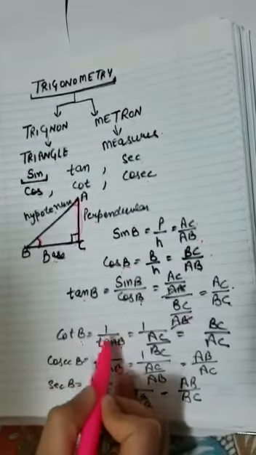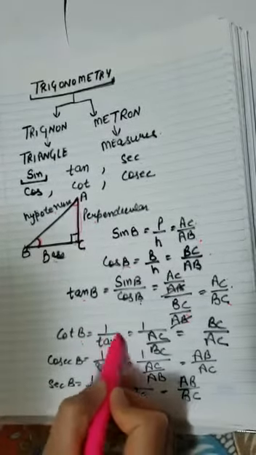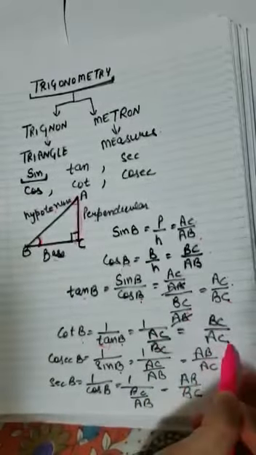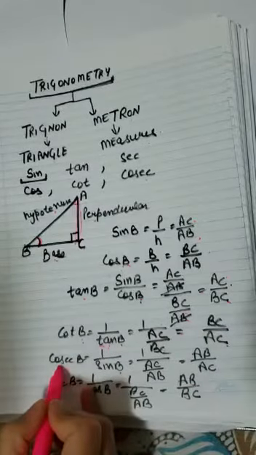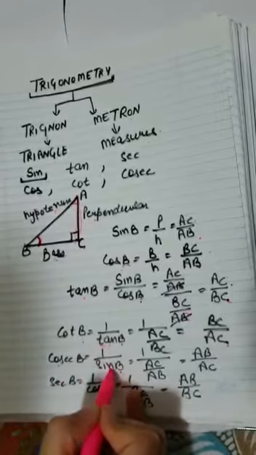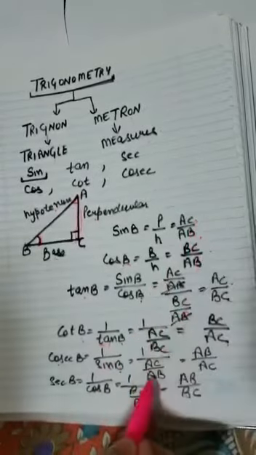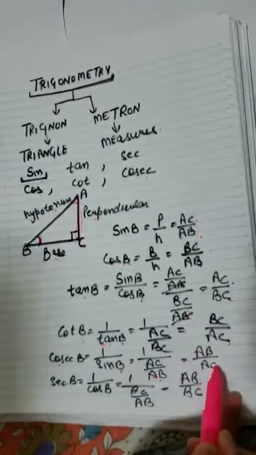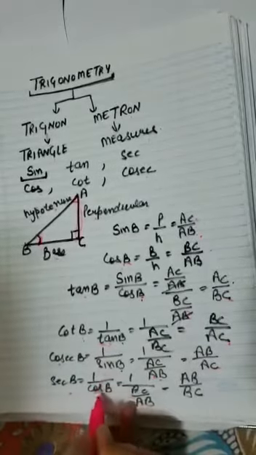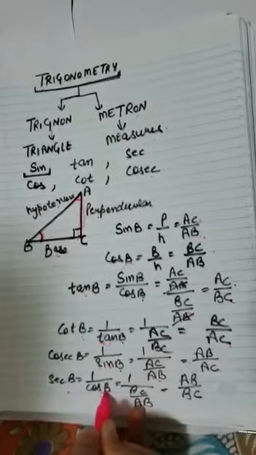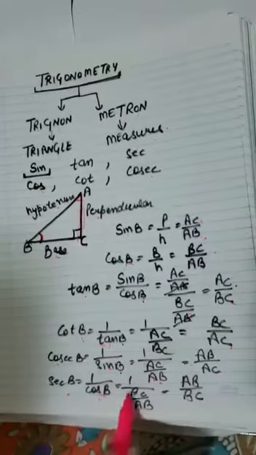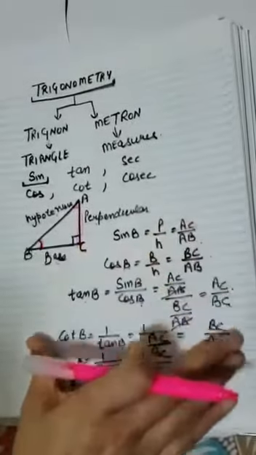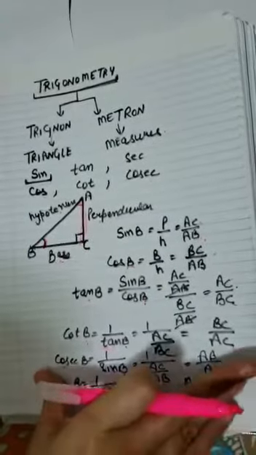Cot B is equal to 1 over tan B. Put the value of tan B here, AC divided by BC, so it becomes BC divided by AC. The next one is cosecant B, which is equal to 1 over sin B. The value of sin B is AC divided by AB, so it becomes AB divided by AC. Secant B is 1 over cos B. Put the value of cos B, BC divided by AB, so it is equal to AB divided by BC. These are the 6 trigonometric ratios, the 6 trigonometric functions.